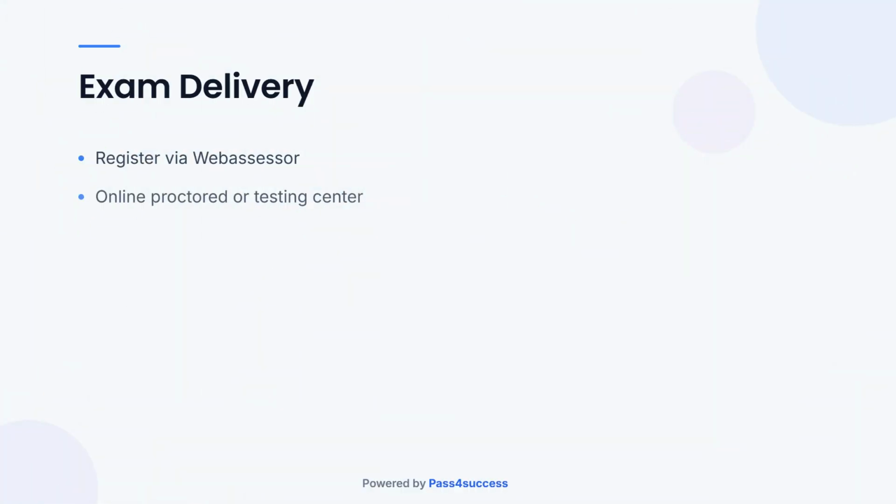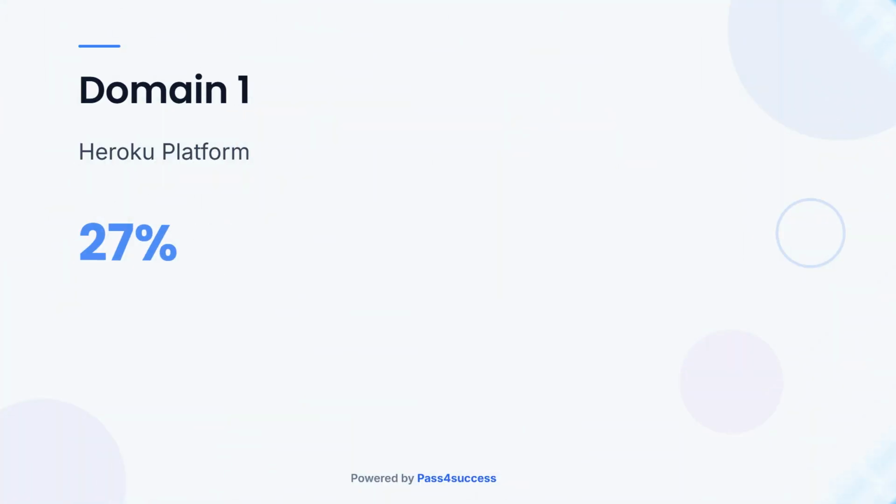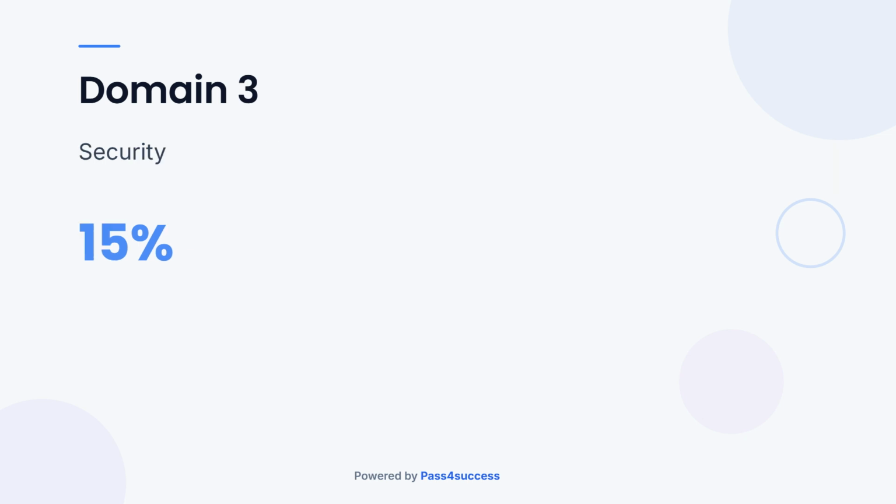Quick update. You'll register and schedule this exam via Web Assessor, with both online proctored and testing center options available. Here are the key facts. 60 multiple choice, multiple select questions, 120 minutes to complete, passing score is 72%, exam fee is $400, and retake fee is $200. Plan your preparation around these domains: Heroku Platform, 27%, Data, Scaling, and Performance, 28%, Security, 15%, Heroku Enterprise, 18%, Architect Applications, 12%.